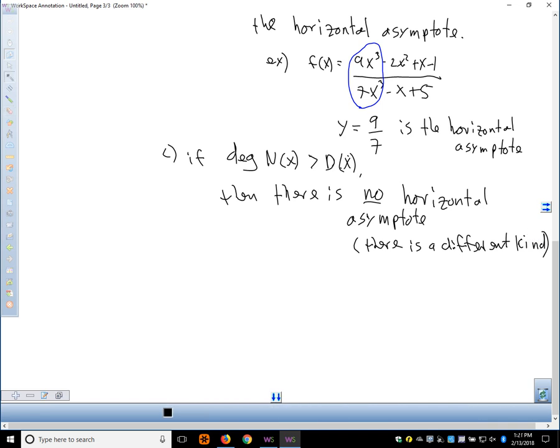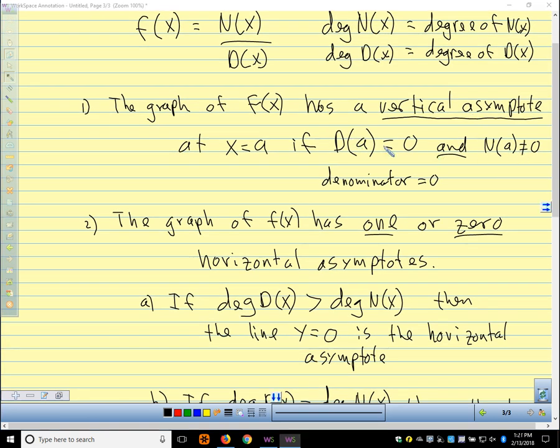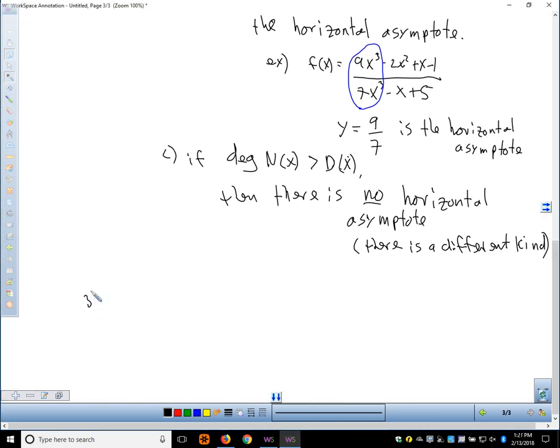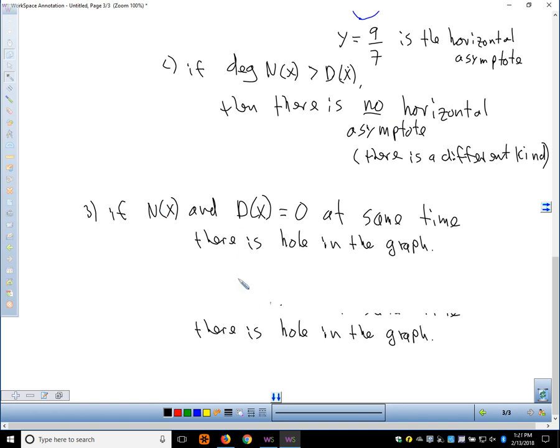There we go. All right, and then I want to go back to this thing where we said if the denominator is 0 and the numerator is not 0. If n of x and d of x equal 0 at the same time, there is a hole in the graph. How do we tell when the numerator and denominator are 0 at the same time? We could have something like this.